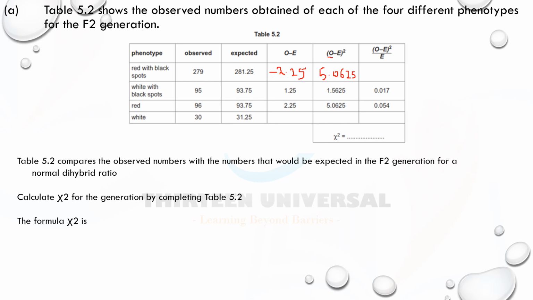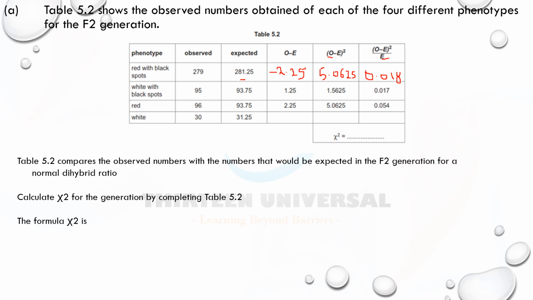So divided by the expected. Expected is 281.25. So get your calculator again. That divided by 281.25. What does it give you? All right, it gives you 0.018. So okay, I hope you're working on this. So I've gotten 0.018 for this.